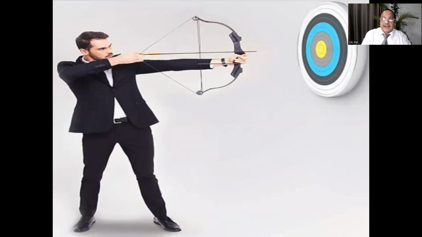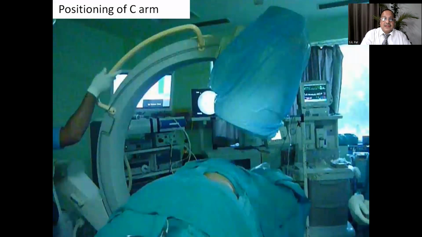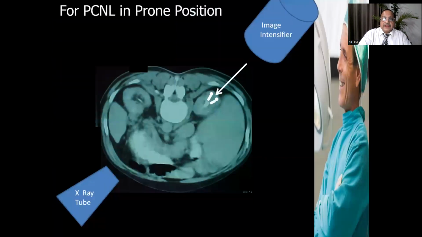Once you have identified your target, you should see the target straight on its face, and therefore you should position the C-arm with 30° tilt towards you. It means the image intensifier should hit your head and the X-ray tube should move away from you, so that your genitals are also protected, your fertility is maintained.